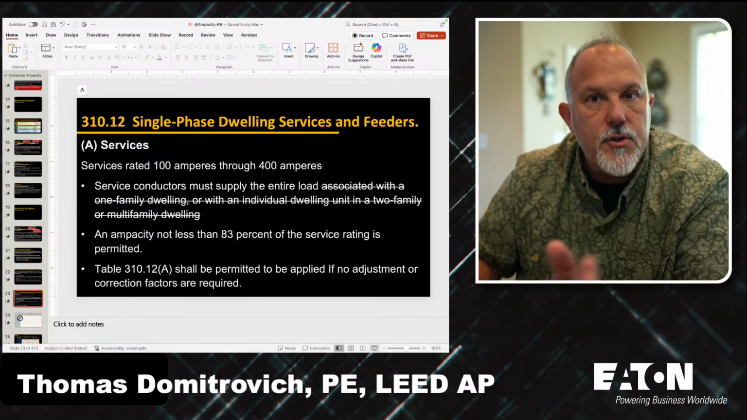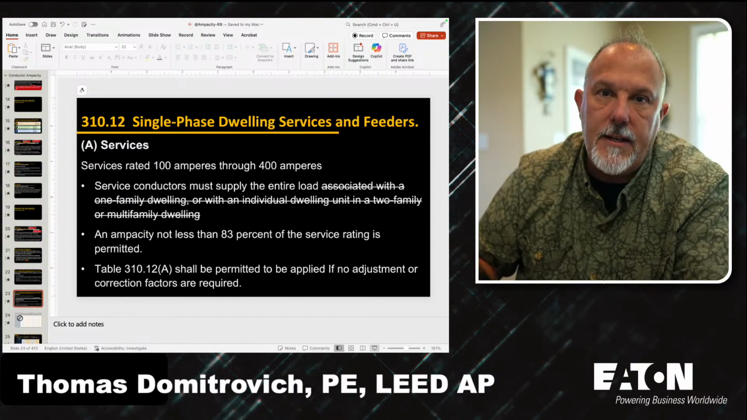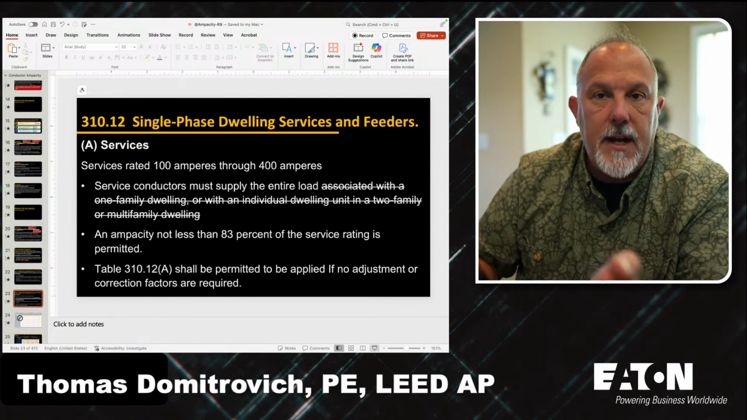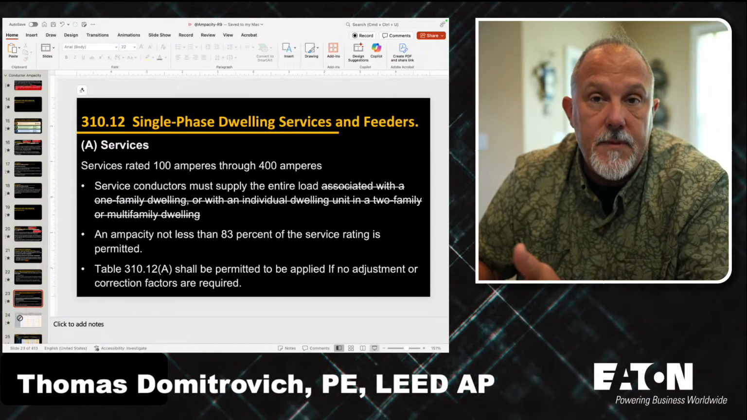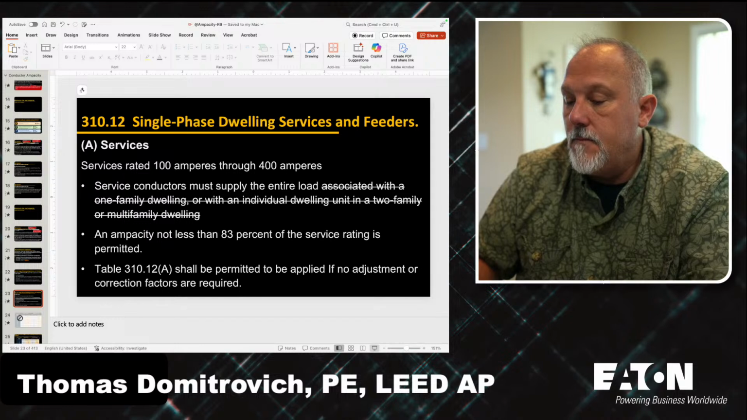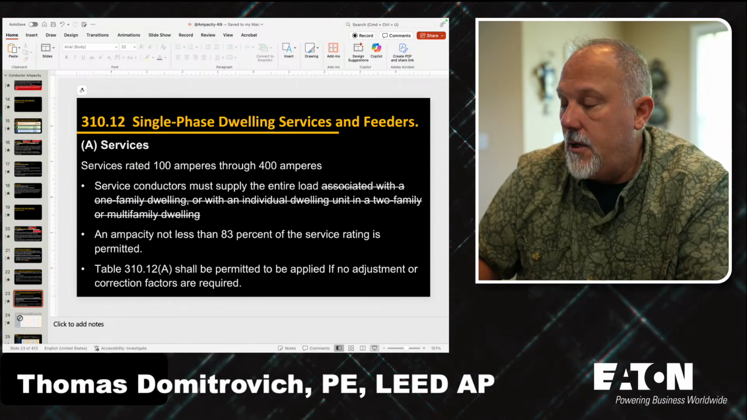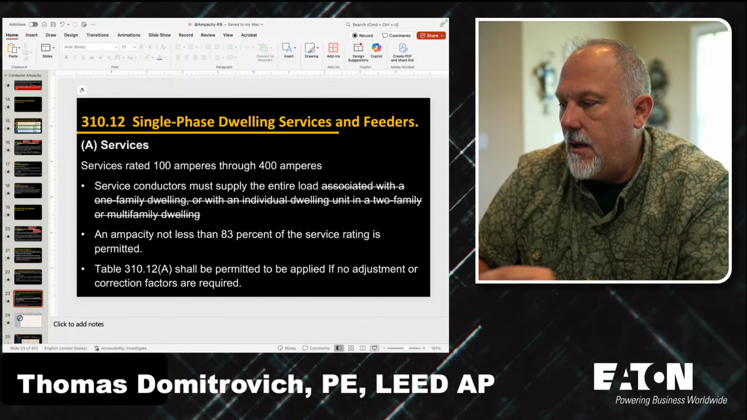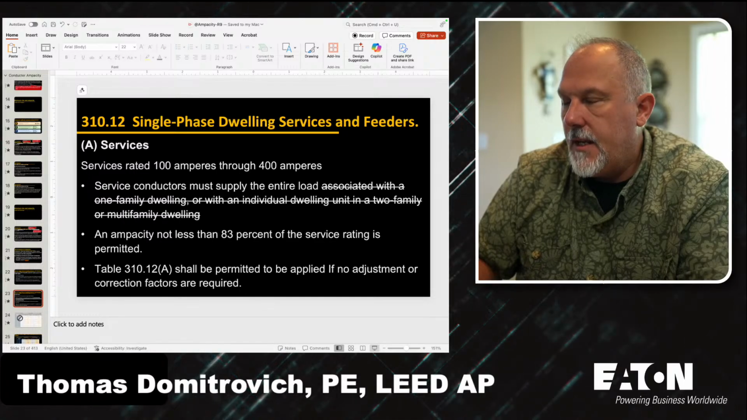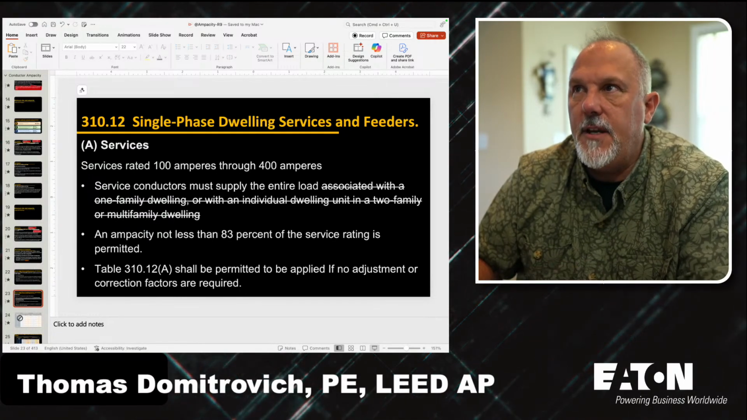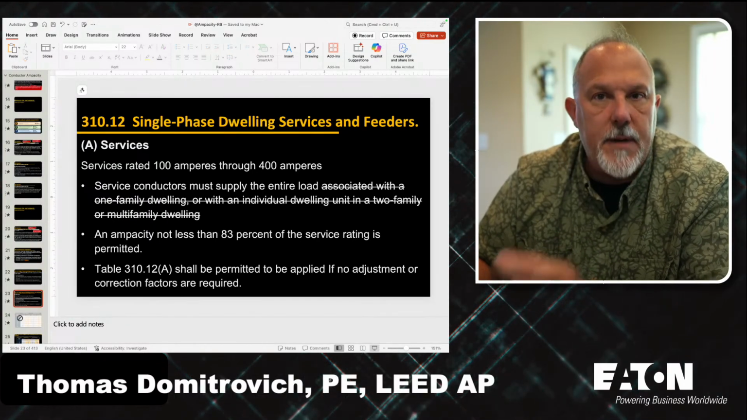So if I'm following the rules in 210 and 215, I have to take my load and multiply by 125%, which is basically 0.8 times the overcurrent device. This is telling me I can do 83%. So the ampacity of the conductor cannot be less than 83% of the service rating, which is 83% of my 200 amp breaker.